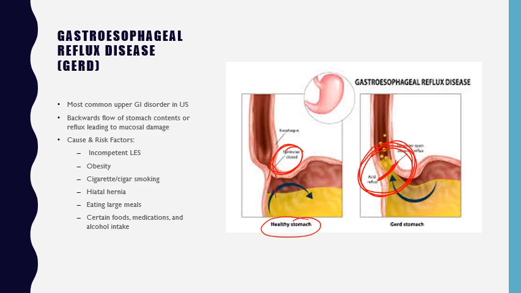Eventually, this reflux leads to irritation and inflammation and can lead to ulcers in the esophagus and cause some bleeding, and that's problematic. Things like eating large meals can also put that added pressure on there. That's why when you eat too much, you feel that burning pain down there. That is from GERD. And then, of course, certain foods, medications, and alcohol intake can also do this.